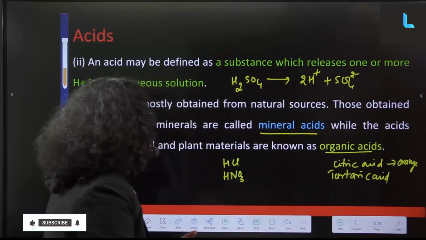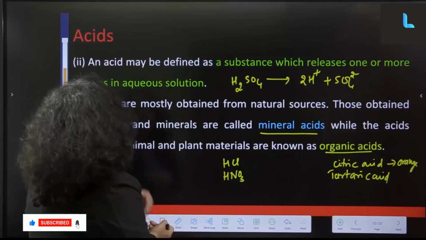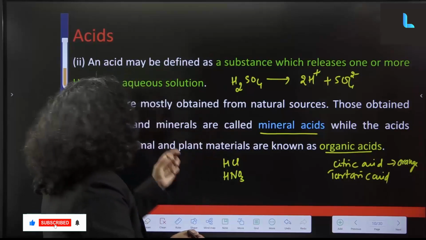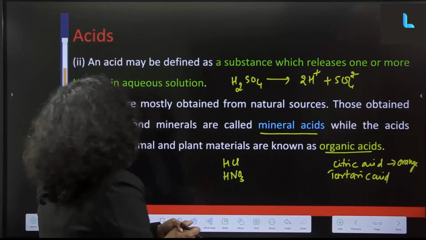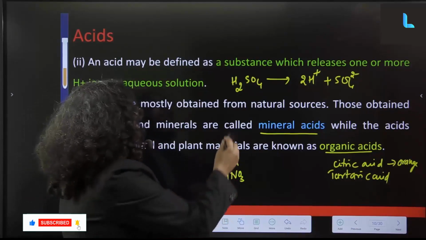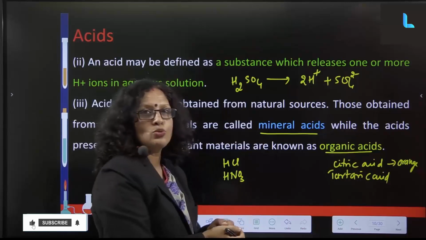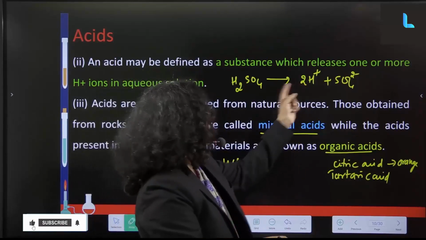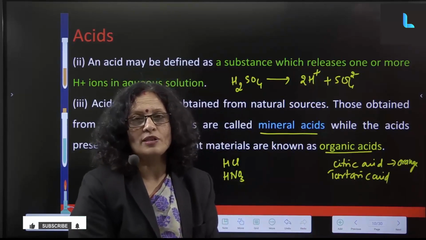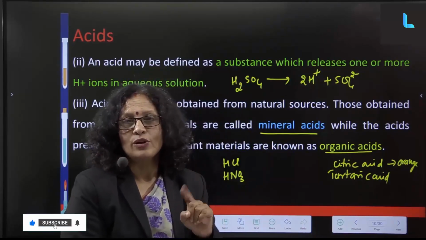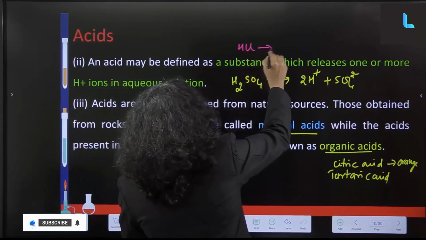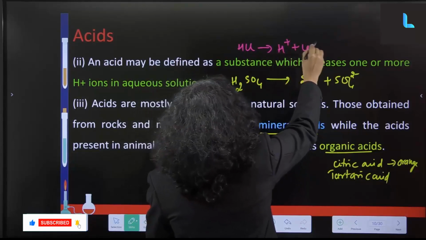There are different criteria. Now see there, we say an acid may be defined as a substance which releases one or more H plus ions in solution. Okay, one or more H plus ions in solution. Like for example, sulfuric acid, H2SO4, will give 2 H plus ions: H2 plus SO4 2 minus. If we say HCl, 1 H plus ion. How will it break? It will give H plus plus Cl minus.